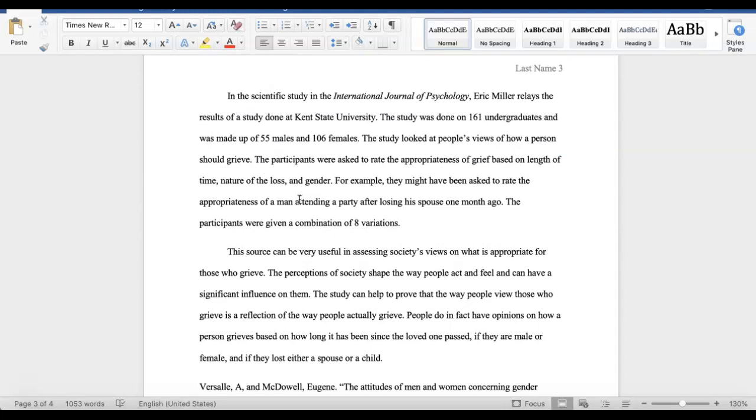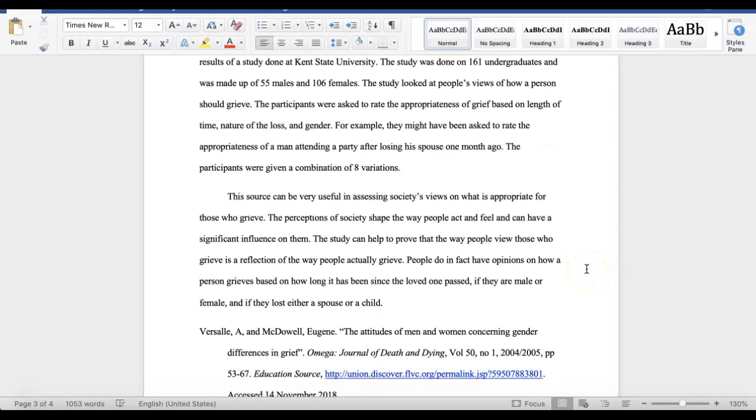In the scientific study in the International Journal of Psychology, Eric Miller relays the results of a study done at Kent State University. The study was done on 161 graduates and was made up of 55 males and 106 females. The study looked at people's views on how a person should grieve. The participants were asked to rate the appropriateness of grief based on the length of time, nature of loss, and gender. For example, they might have been asked to rate the appropriateness of a man attending a party after losing his spouse 1 month ago. The participants were given a combination of 8 variations.